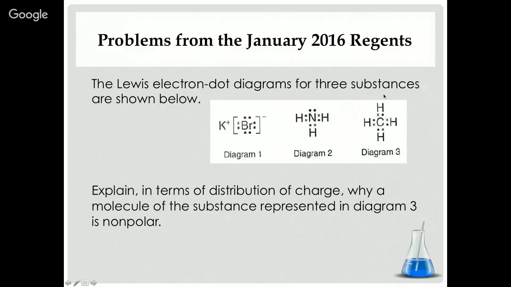So first off, just a recap here. This is a tetrahedral shape because we have 4 atoms around a central atom. And we know this is going to be nonpolar because they're telling us it's nonpolar. But they want to know in terms of that distribution of charge, why is it nonpolar? It's nonpolar because it has a symmetrical distribution of charge. This diagram here, diagram 2, is polar because it has an asymmetrical distribution of charge. It's asymmetrical, it's not symmetrical.